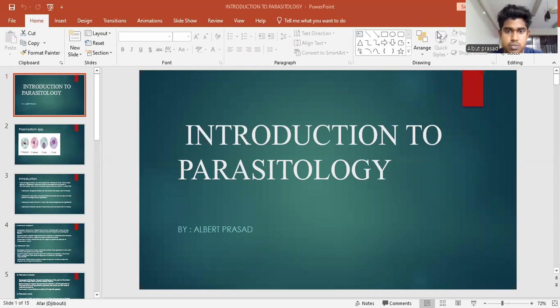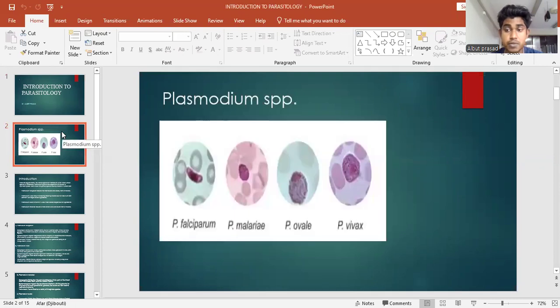To start off, there are four different types of Plasmodium species. The four types include Plasmodium falciparum, Plasmodium malariae, Plasmodium ovale, and Plasmodium vivax. We will look at the life cycles, the pathogenesis, the etiology, the preventions, and the treatments available.